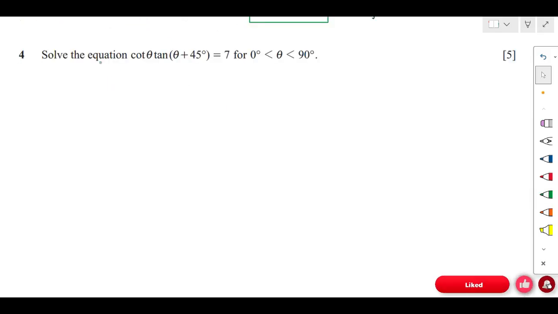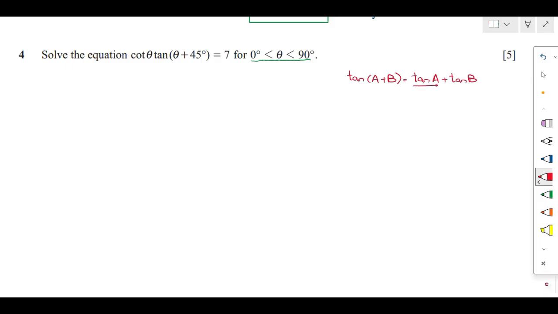Now for question number 4, solve the equation cot theta times tangent of theta plus 45 degrees equals 7, for theta from 0 to 90 degrees, in the first quadrant only. Okay, so let me open this formula, tangent of A plus B. We have to use this formula: tangent of A plus B equals tangent of A plus tangent of B divided by 1 minus tangent A times tangent B. Let me use this formula.